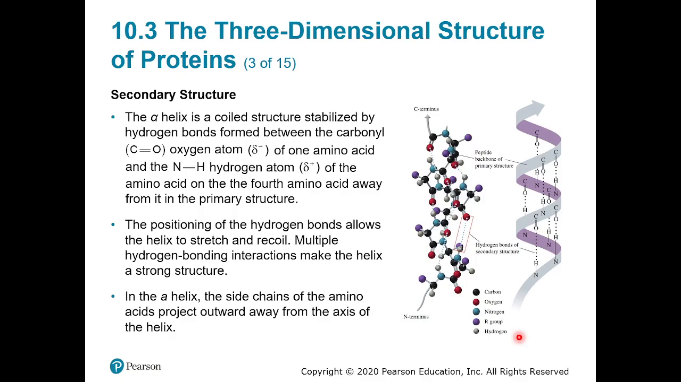This is an example of an alpha helix, a secondary structure right here. And so we're actually seeing the alpha helix here. This is a cartoon representation, which makes it a bit easier to see. And notice what you see is hydrogen bonds coming down repeatedly over and over, and that's what holds it in that helix structure.